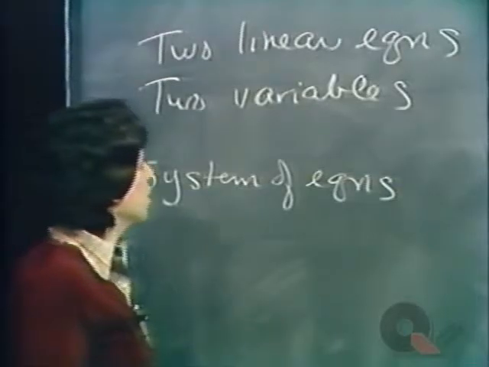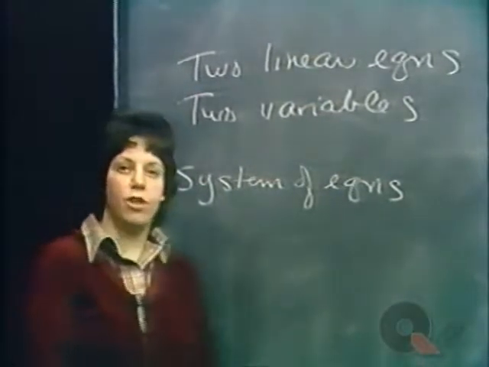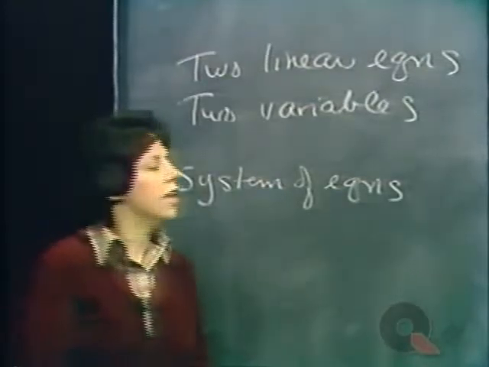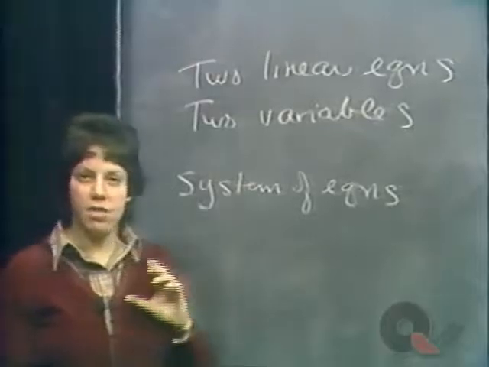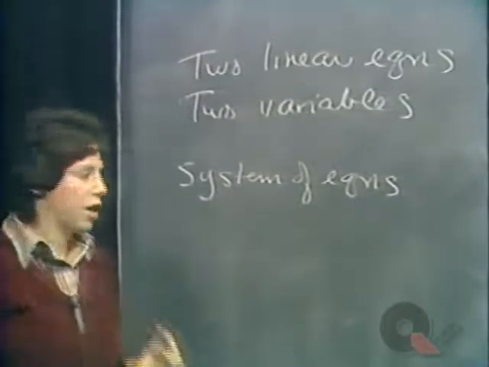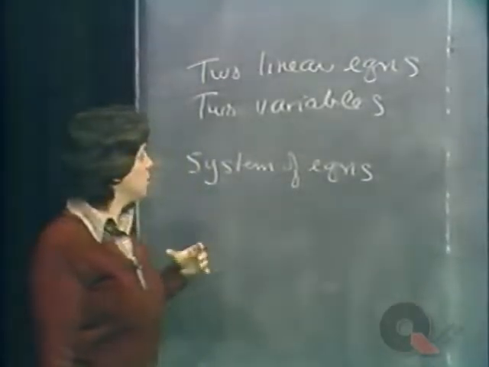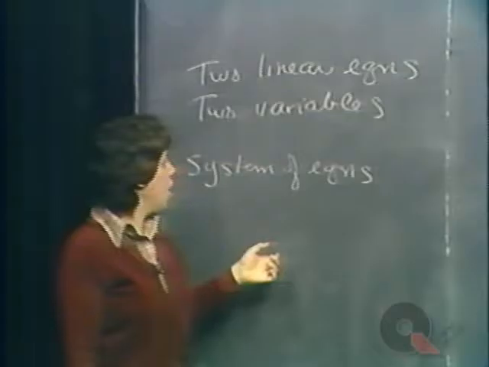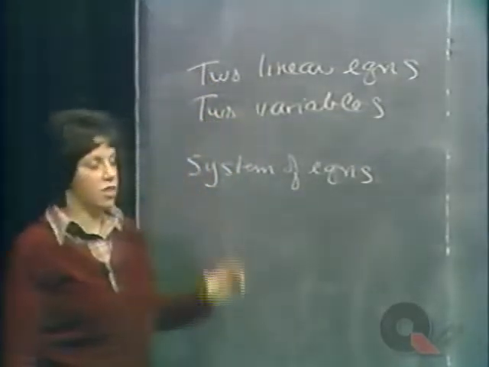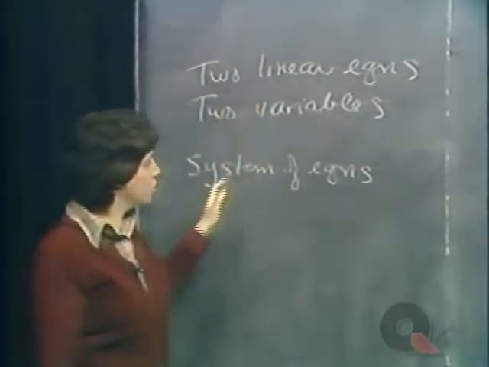Now we are aware of the fact that a linear equation in two variables, when you graph it, you always get a straight line. If we take two linear equations and two variables and graph them on the same set of axes, where these two equations intersect, that would be the solution set for the system of equations. Any point where the two equations intersect would be a solution of the system of equations.